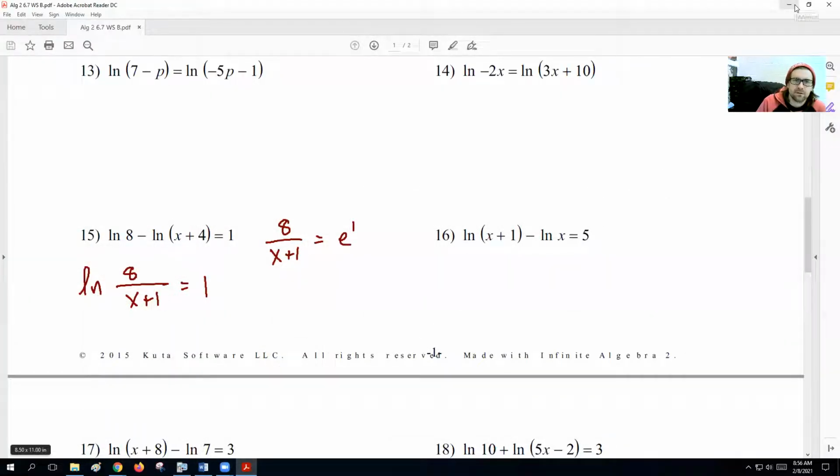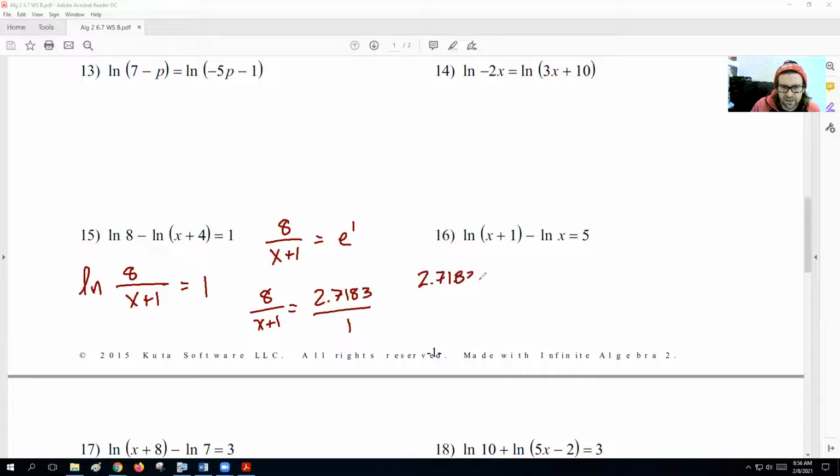2.7183. All right. So we get 8 divided by x plus 1 is equal to 2.7183. All right, we're going to cross multiply here. So I'm going to write over here because I'm running out of room. We cross multiply, so I get 2.7183 x plus 2.7183, because I distribute that to the x plus 1, times x, times 1, is equal to, across the other way, 8 times 1 is 8. So we're going to take 8, subtract the 2.7183, and then divide that answer by 2.7183.